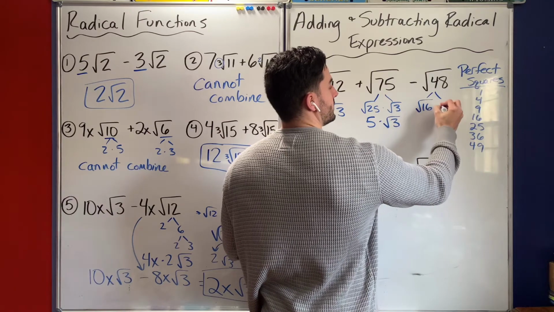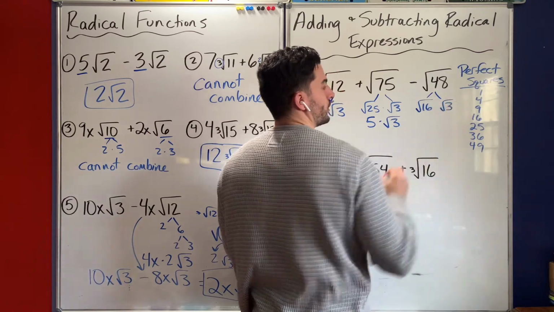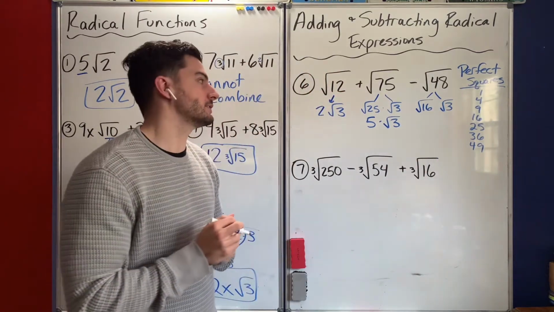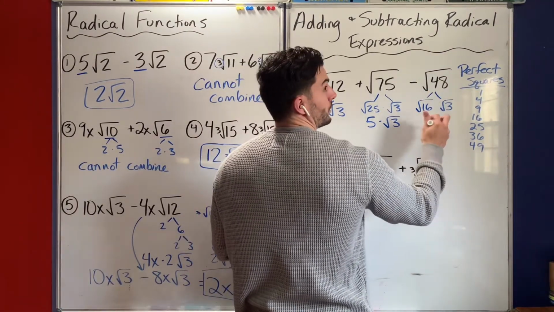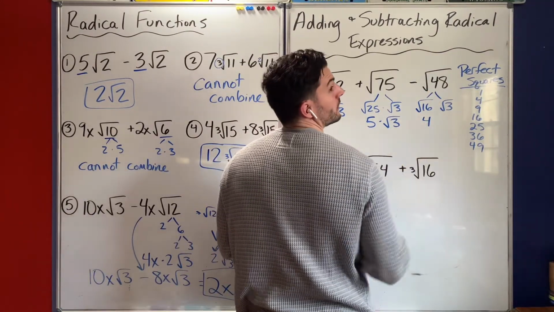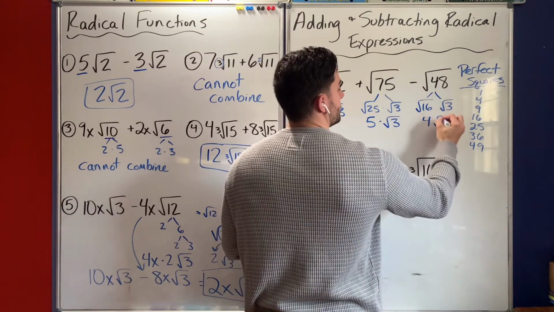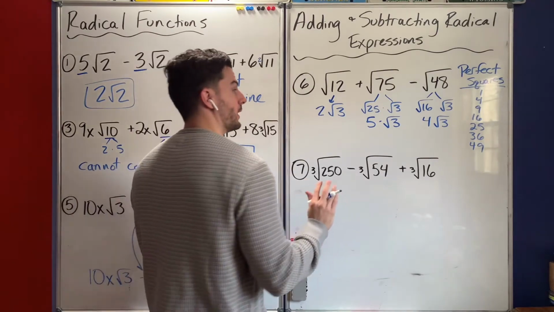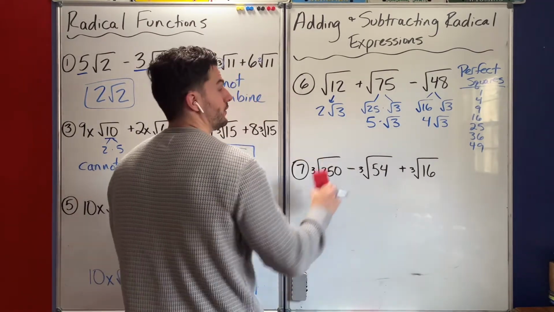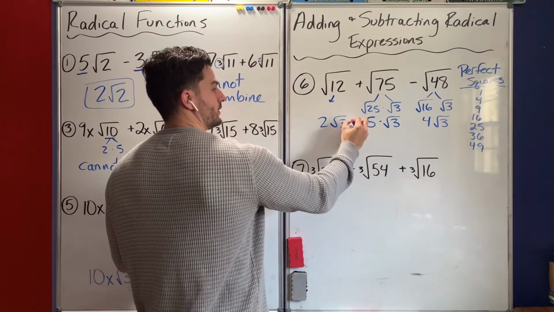So the square root of 16 times the square root of 3 is the same as the square root of 48, okay? And then the square root of 16 is 4, right? So 4 times the square root of 3 is how I can rewrite that one. So now look what I have. I have 2 times the square root of 3, wrote it a little lower so it's all even.